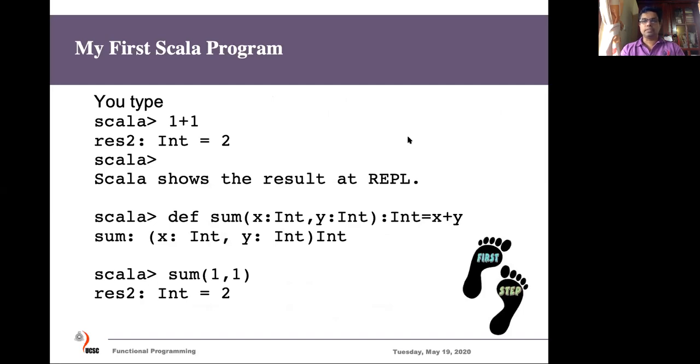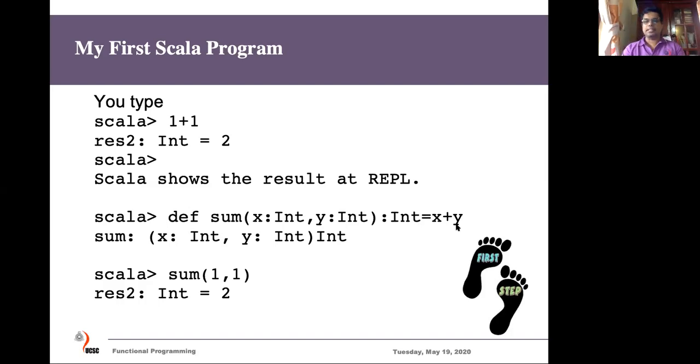As you may remember, we started with the Scala prompt, and at the prompt we typed 1 + 1, and it returned 2. In case we want to implement a function for adding numbers, we can write something like this. We define, using the def keyword, a function called sum, and it has those two inputs. Both are integers, and its output type is also integer. After the colon, we give the output type, and then after the equal sign, we give the statements we need to execute.